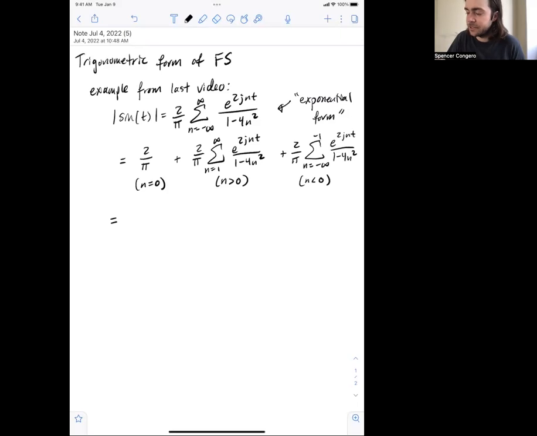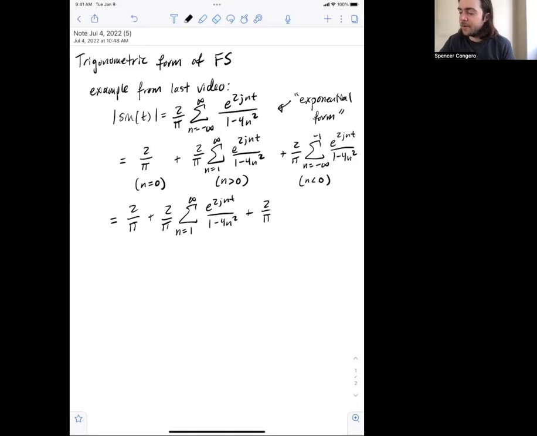Well, I can do a change of variables. I'm going to be doing this a couple times in various places in the class. I'm going to do a change of variables and change all the n's to be negative n's. Okay, so I'll show you what I mean. So I get 2 over pi plus 2 over pi times this sum of e to the 2j nt over 1 minus 4n squared plus 2 over pi.